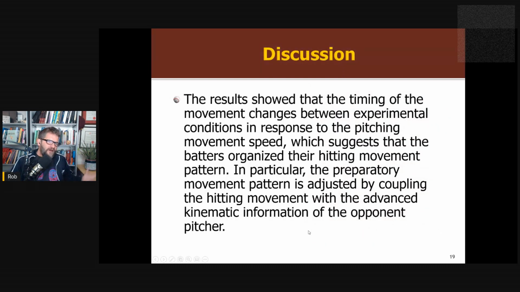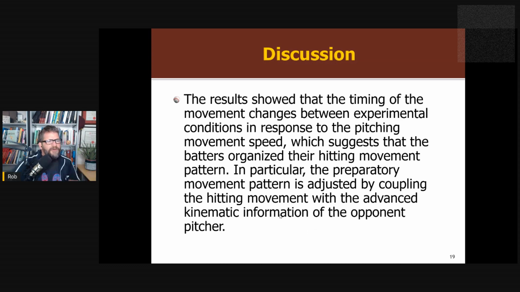So overall their conclusion was that when you change this advanced information, it changes how people organize their swing. They're taking in information. What they argue, and this is a direct quote from the paper, in particular, the preparatory movement pattern is adjusted by coupling the hitting movement with the advanced kinematic information of the opponent pitcher. So consistent with what I'm talking about: not predicting and doing a discrete movement, but coupling, prospective control.